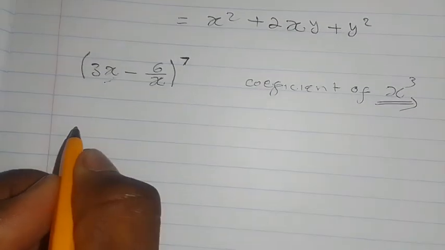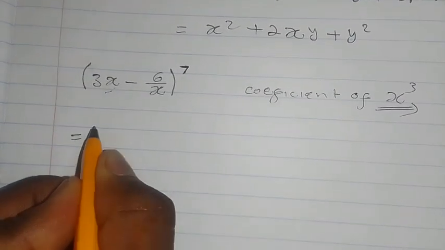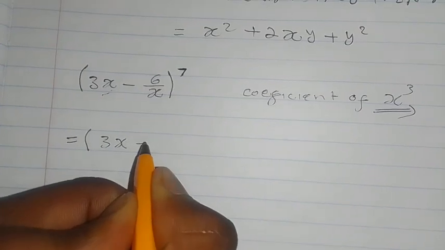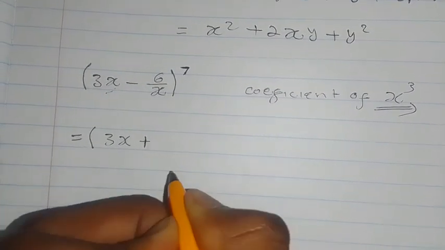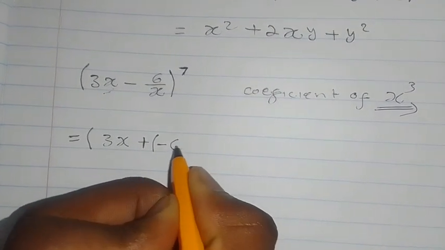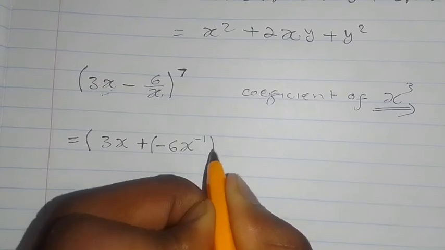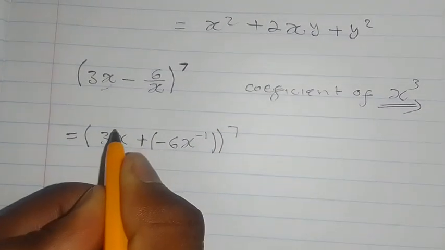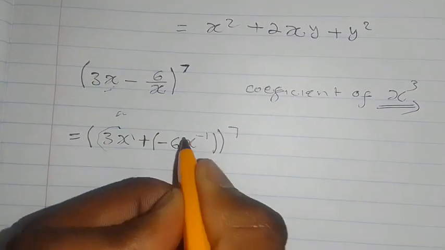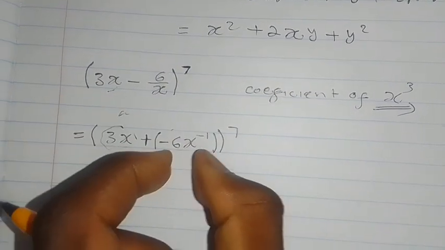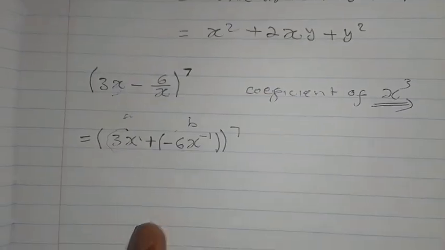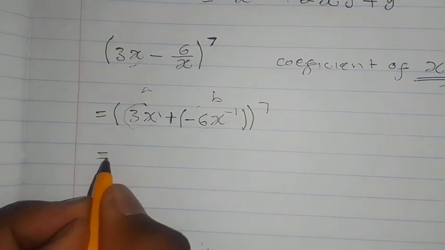Okay, let us simplify first. We're going to rewrite this as 3x minus, but I'm just going to denote that with a positive, and say minus 6 x to the power minus 1, something like this. So now this is your new a, and the inner bracket is going to be your b. Then rewrite this in the binomial theorem form.